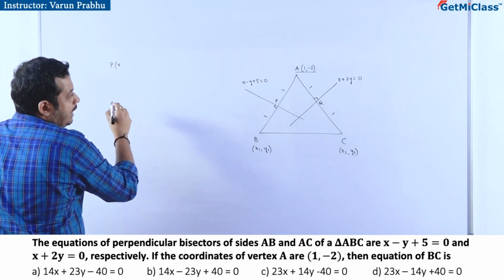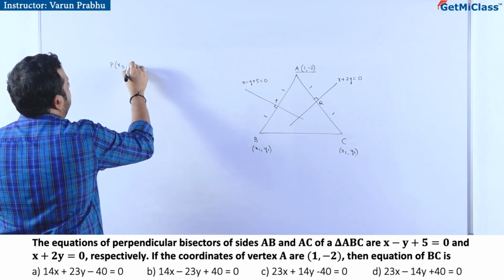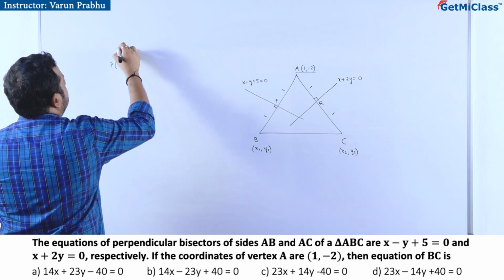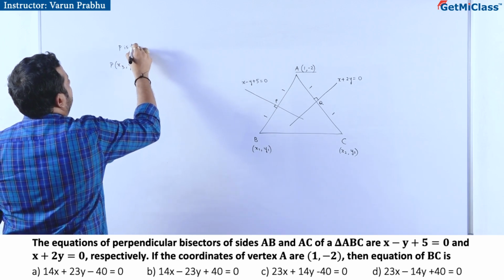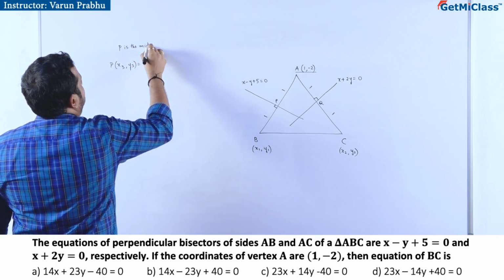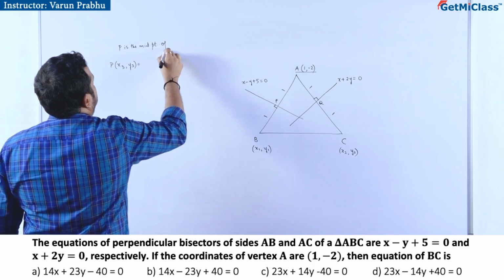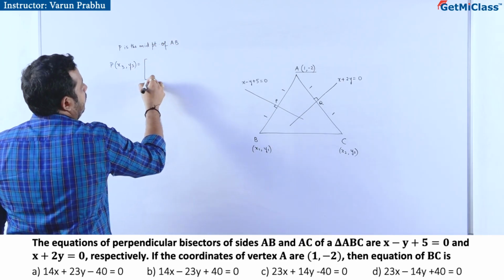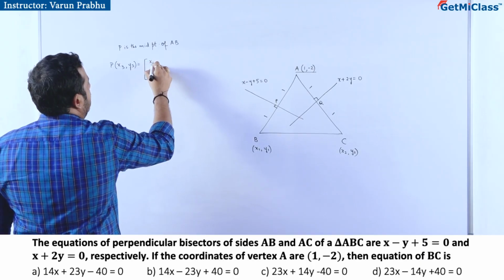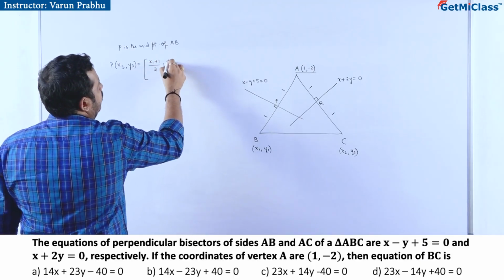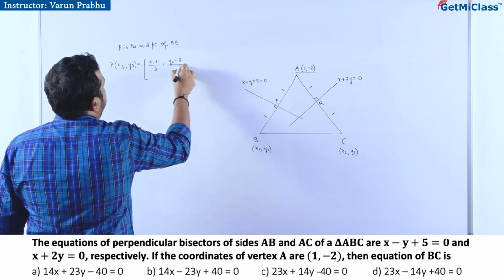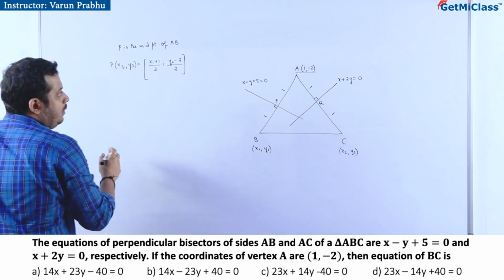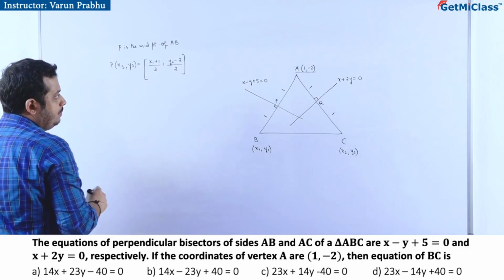Let me call this x3, y3, the coordinates of the point P. So P is the midpoint of AB. So I can say that this is nothing but (x1 plus 1) divided by 2 comma (y1 minus 2) divided by 2, right? Now can you tell me what's the slope of AB?